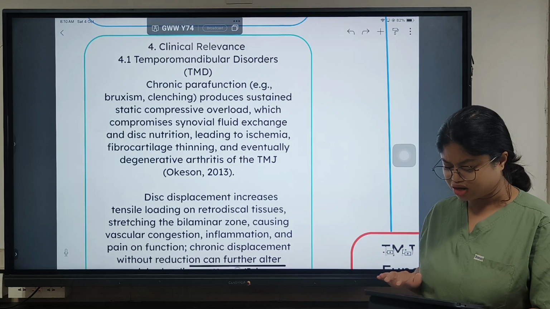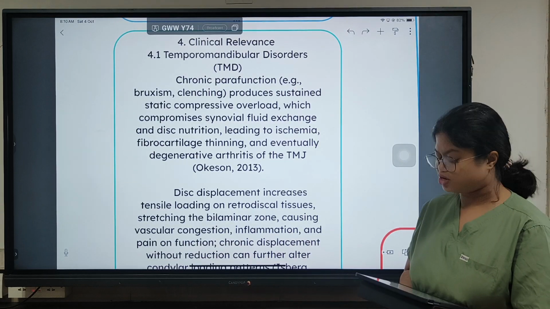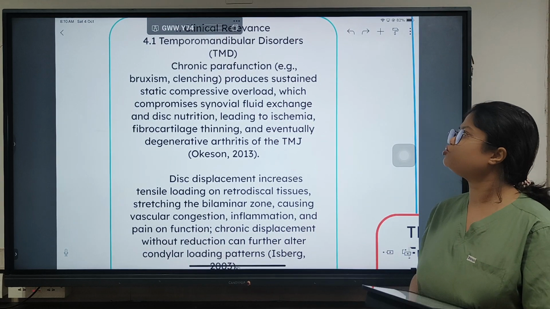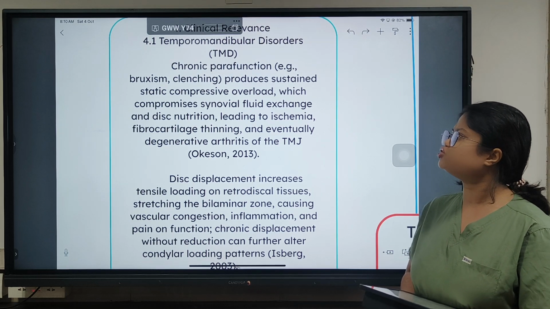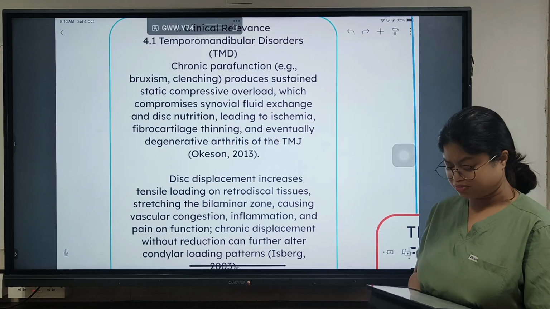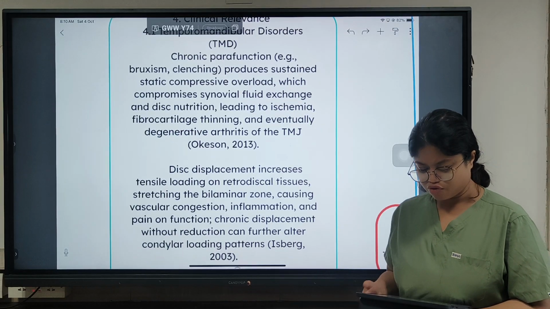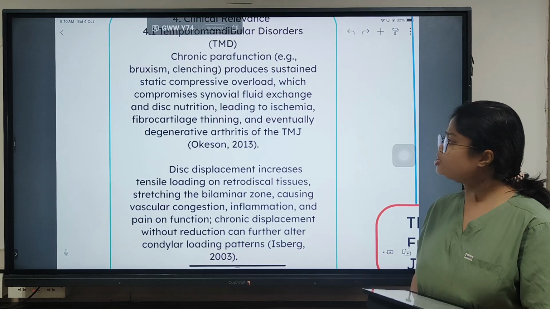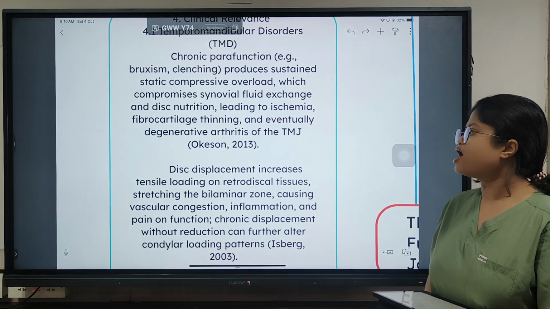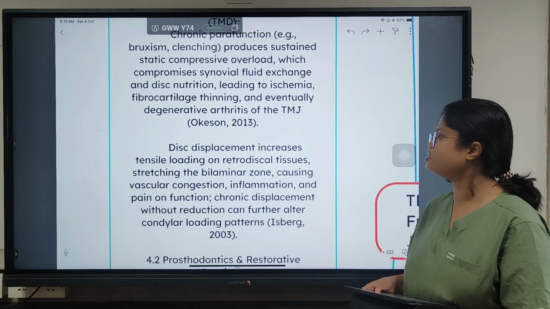Now coming to the clinical relevance. What is the clinical relevance of these biomechanical forces in various TMD conditions? Firstly, in temporomandibular joint disorders, specifically chronic parafunction seen in cases of bruxism and clenching, it produces sustained static compressive overload which compromises synovial fluid exchange and disc nutrition, leading to ischemia in the area and fibrocartilage thinning, and eventually degenerative arthritis of the TMJ.